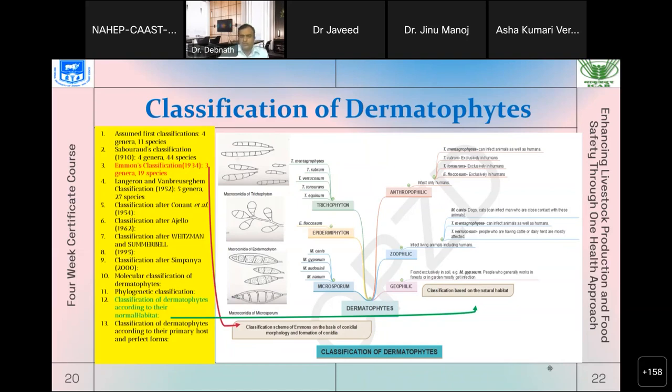Among the anthropophilic, Trichophyton rubrum, Trichophyton tonsurans, Trichophyton schoenleinii, Epidermophyton floccosum are very important species. Among the zoophilic group, who generally cause diseases in animals, Microsporum canis, Trichophyton mentagrophytes, Trichophyton verrucosum are important. And among the geophilic fungi, Microsporum gypseum is an example.